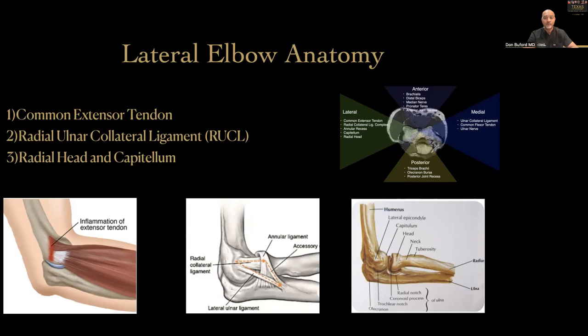So let's talk about lateral elbow anatomy, commonly known as tennis elbow, of course. This is the common extensor tendon origin. The primary tendon that is always a test question is the extensor carpi radialis brevis, the one most commonly involved with pain and tendinopathy on this side of the elbow. A little bit deeper is the radial collateral ligament, and we can visualize that very well on ultrasound as well. And then, of course, the primary joint on this side is the radial head and capitellum.